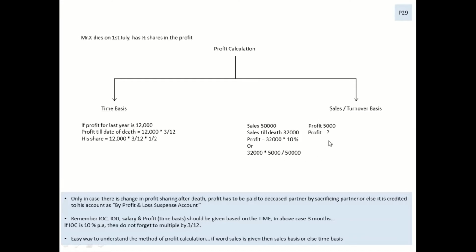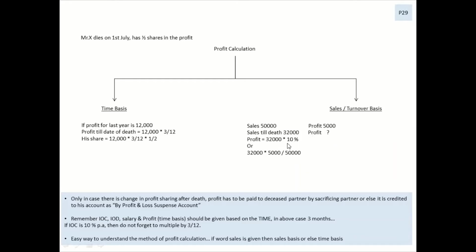Now students find out 3,200 into half, and again they do 3 by 12. All right. So that is why I want to tell you again, time basis is different, sales basis is different. When it is time basis, yes, you will do 3 by 12. But when it is sales basis, you should not do that. You should simply find the profit and give the partner his share.